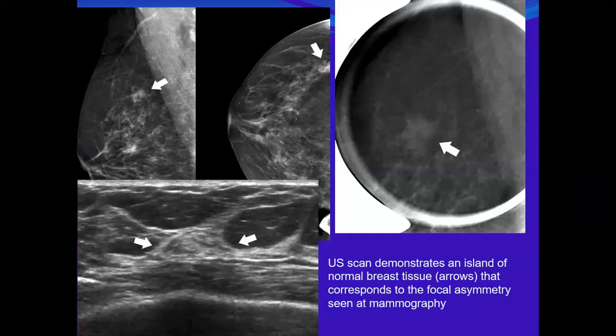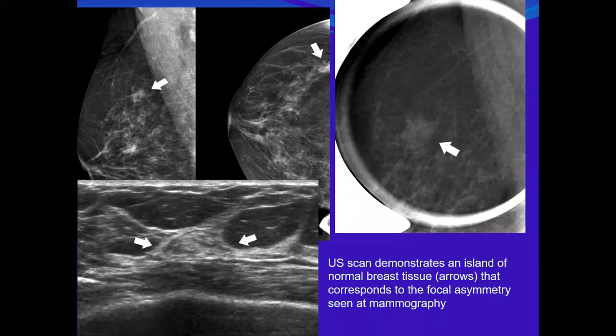Okay, so this is an example of focal asymmetry. It is small, seen in both projections, persistently seen on spot compression. So it is real. It is there. It is not superimposition, a summation artifact, or superimposition of fibroglandular tissue, but it is seen on spot magnification and seen on ultrasound, not as a mass, just a focal area of breast tissue, an island of normal tissue.